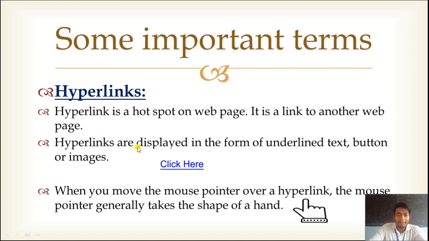Okay, hyperlink are displayed in the form of underlined text, button or images. Example, you can see this can be a hyperlink on web page. Here is written click here and just below that underline is given. This can be example of hyperlink. Understood? Now when you move the mouse pointer over a hyperlink, the mouse pointer generally takes the shape of hand. Now let me show you.